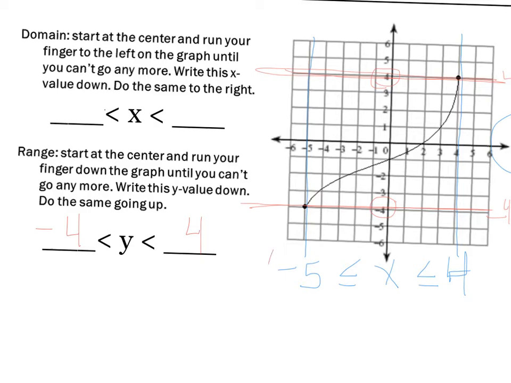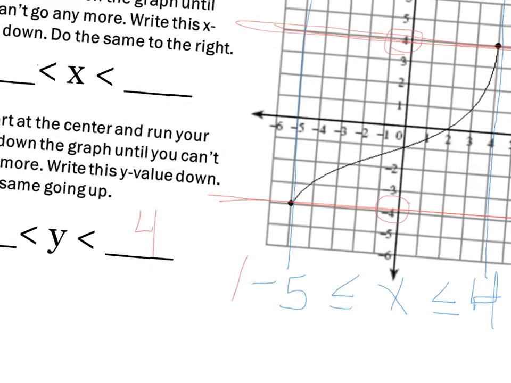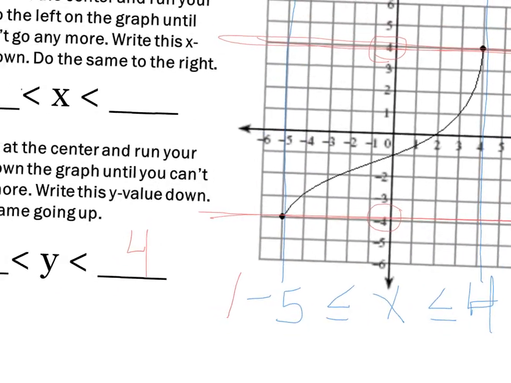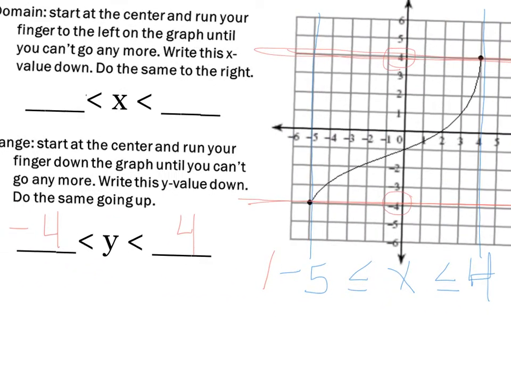Now, same situation. This is closed in right here. So we have a closed circle here and a closed circle there. So my range is also going to have a line over here. So let me rewrite the domain up here.